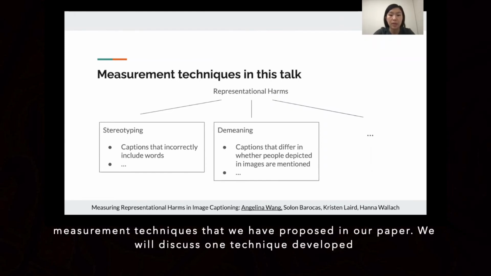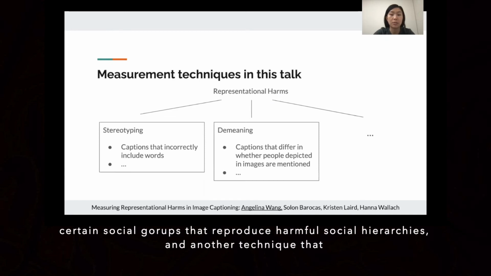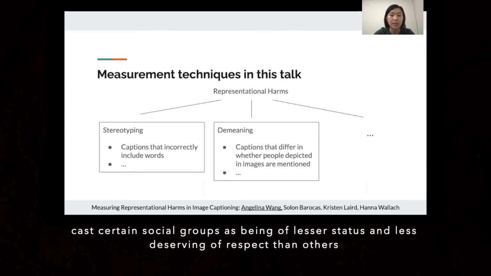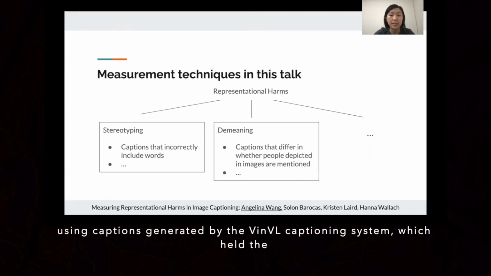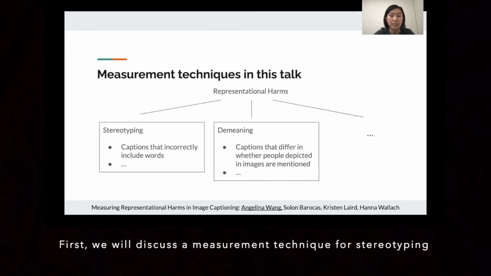in our paper. We will discuss one technique developed to identify and measure stereotypes, which are oversimplified beliefs about social groups that reproduce harmful social hierarchies, and another technique developed to identify and measure demeaning harms, which are model behaviors that cast certain social groups as being of lower status and less deserving of respect than others. We perform these on the popular image captioning datasets COCO and CC using captions generated by the VinVL captioning system, which held the top leaderboard score for many tasks, including COCO image captioning at the time of our analysis.